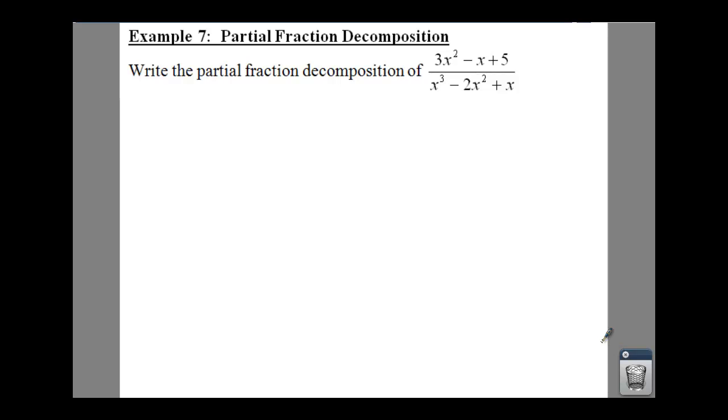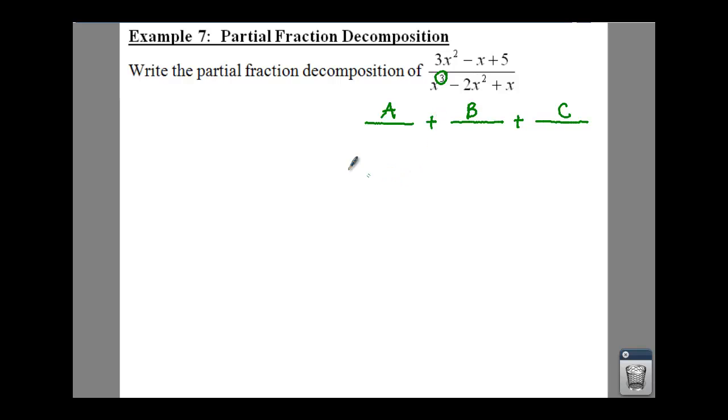For example 7, here we're going to have partial fraction decomposition again. The only difference is in this problem, notice you have an x to the third, so when you actually do your factoring here, you're going to have 3 terms, which means you're going to have 3 sets of fractions from your decomposition. So that means that you're going to have denominators on the bottom, but you're also going to have an A, a B, and now a C on the top.